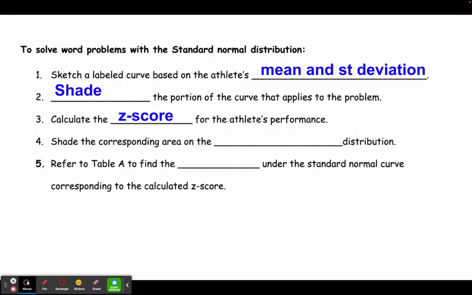Number 3, you're going to calculate the z-score for the athlete's performance. Not only will you be given the mean and the standard deviation, you'll be given a particular performance that you're interested in finding the probability of happening. Number 4, you want to shade the corresponding area on the standard normal distribution. And number 5, you'll go to table A to find the area under the standard normal curve corresponding to your calculated z-score. So those are basically the steps that you're going to do.